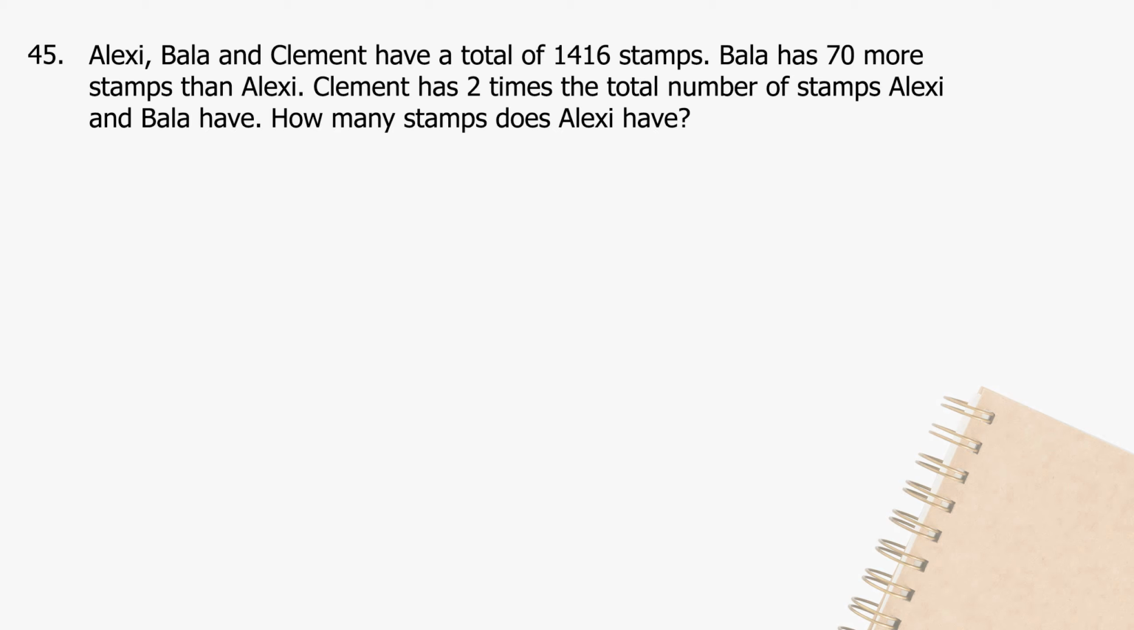Question 45. Alexi, Bella, and Clement have a total of 1,416 stamps. Bella has 70 more stamps than Alexi. Clement has 2 times the total number of stamps Alexi and Bella have. How many stamps does Alexi have?